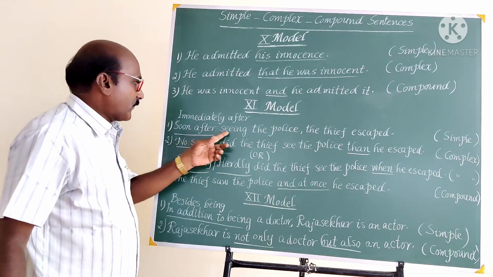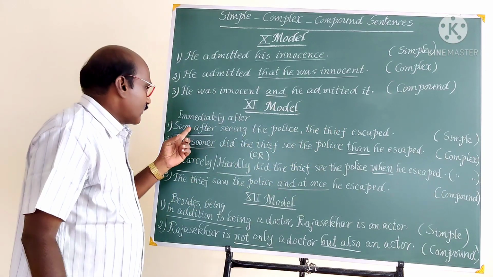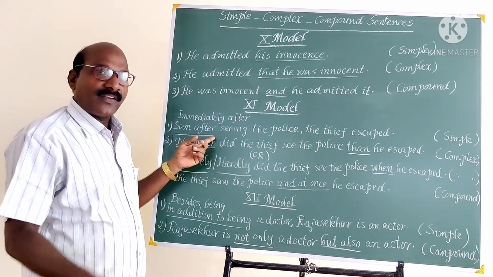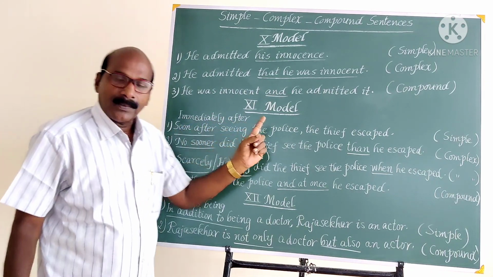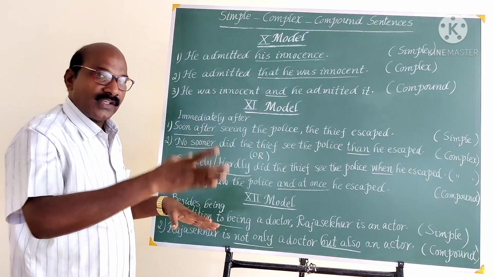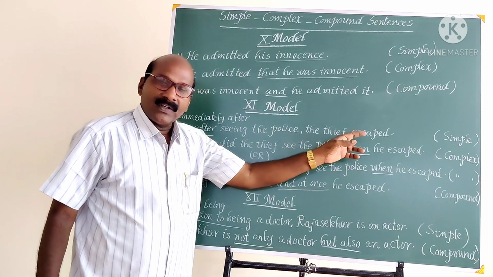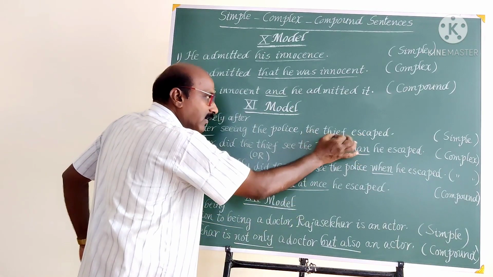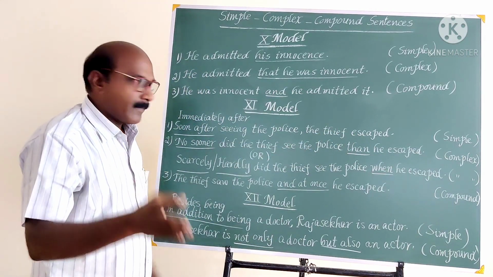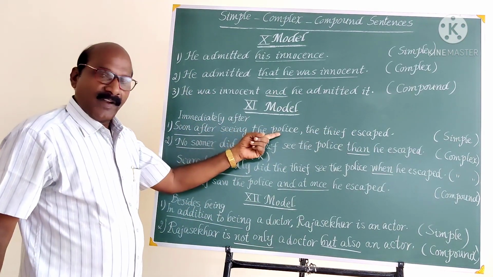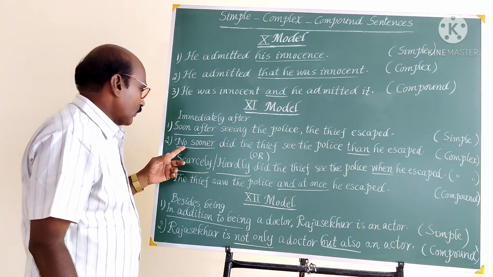11th model. Soon after seeing the police, the thief escaped. In place of soon after, you can also use immediately after. Immediately after seeing the police, soon after seeing the police, soon after doing something, the thief escaped. So this is the main clause. There is only one finite verb, escaped, and all this is a phrase only. So as there is only one main clause, that is a simple sentence.